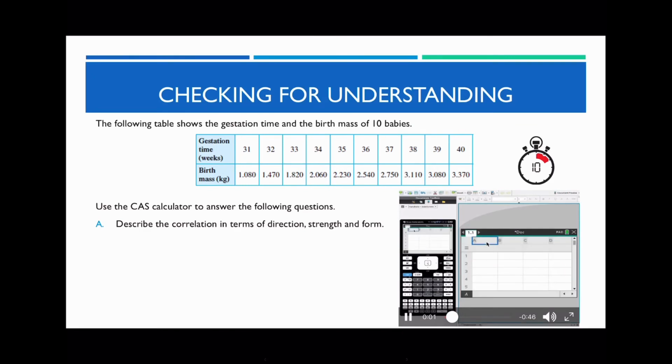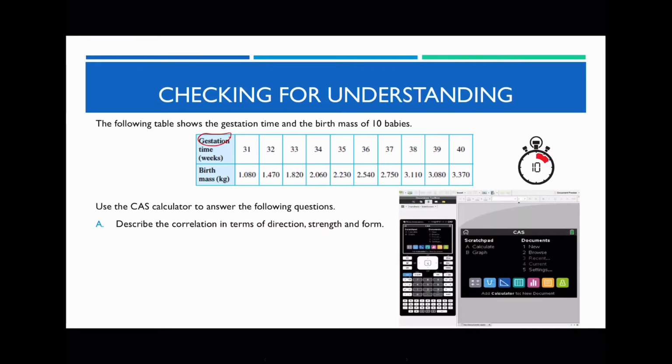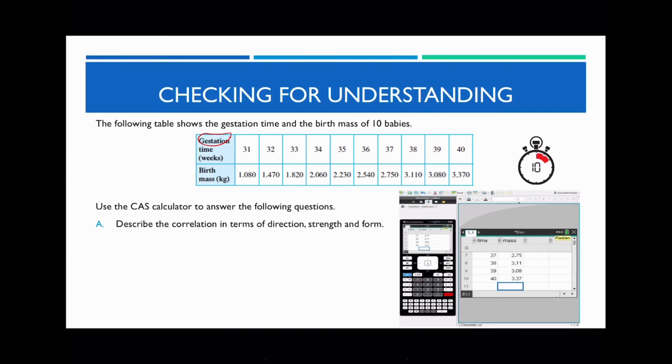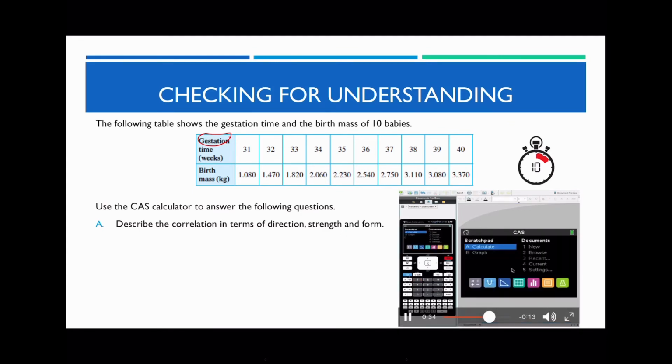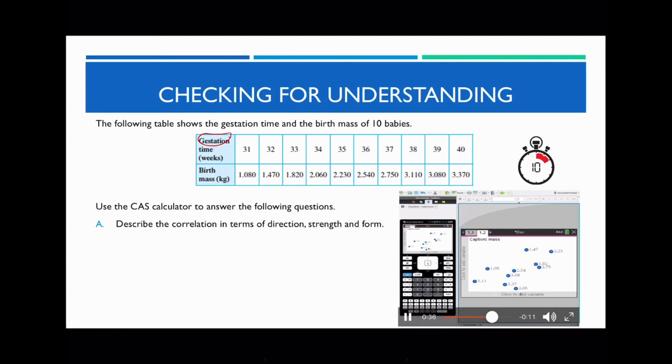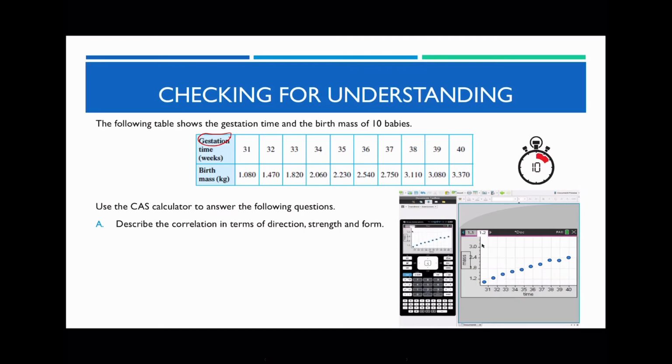So again, what your first step should be is putting all the values into your calculator. I didn't write gestation, I just wrote time in my first column, and I put mass in my second column. If you do all of that, then, oh, I kind of skipped that accidentally. If you do all of that and put all your values in, click on this icon over here. We know that gestation time in this case is your explanatory variable because your time determines how heavy you're going to be. And if this is the case, this is the scatter plot that you should have.